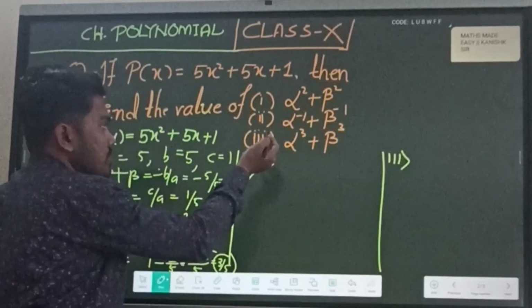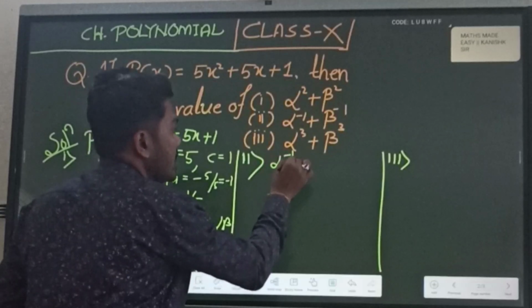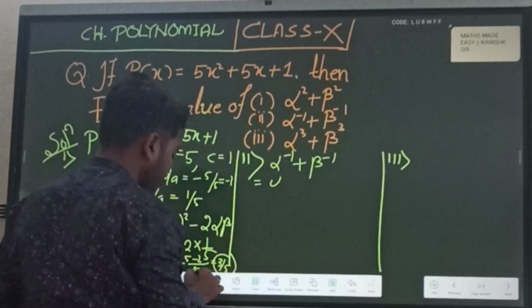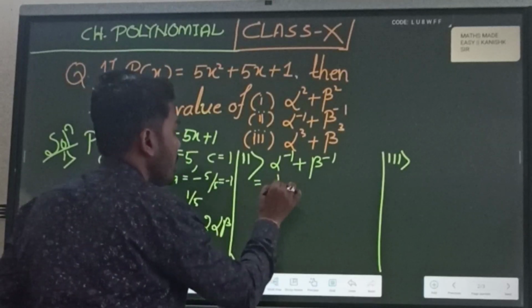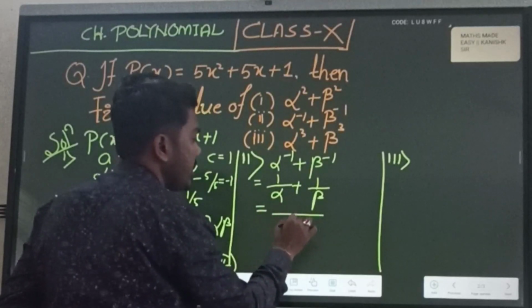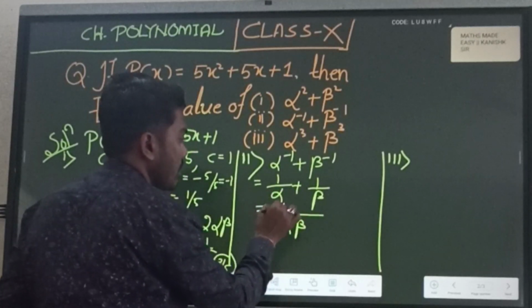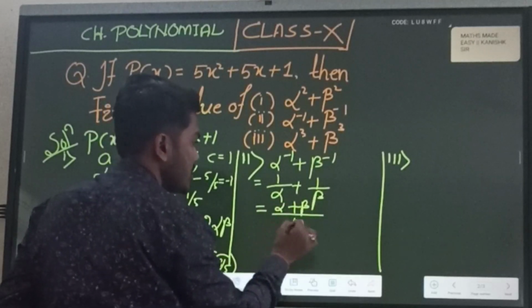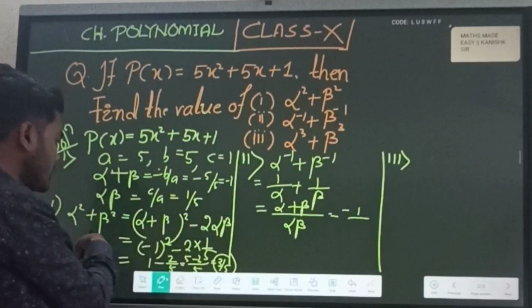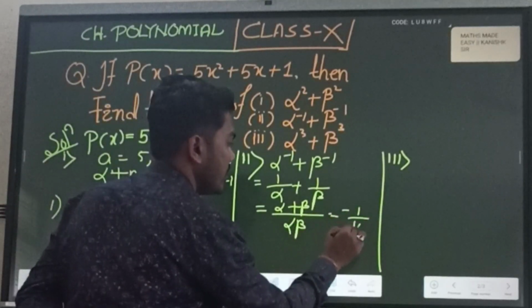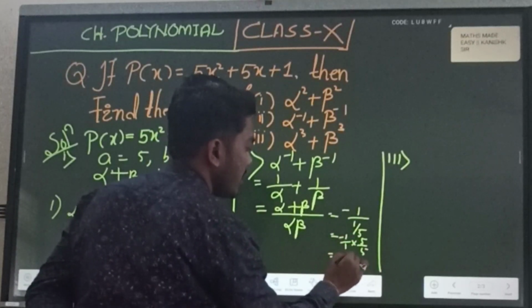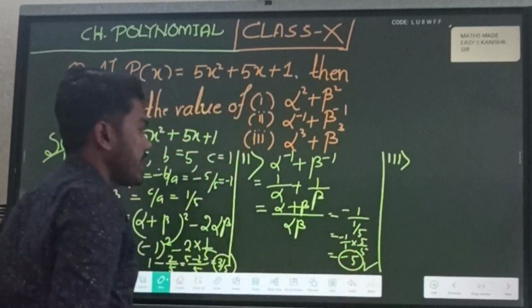Next, bit 2, students, alpha inverse plus beta inverse. So alpha inverse plus beta inverse, we can write it as, students, what? 1 by alpha plus 1 by beta. So take LCM, students, what will become? Alpha into beta, and in the numerator alpha plus beta. So alpha plus beta, students, you know what? That is minus 1. Okay, and alpha into beta you got 1 by 5. So minus 1 by 1 into 5 by 1, students, the answer is minus 5. Minus 5 is the correct answer.